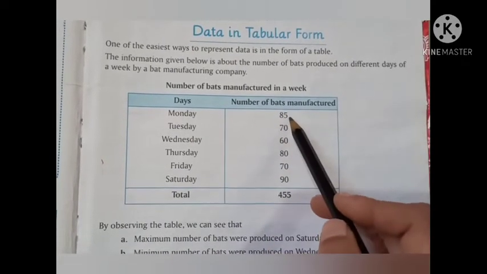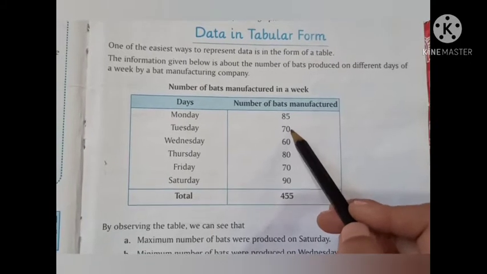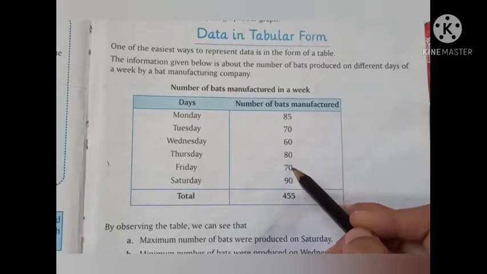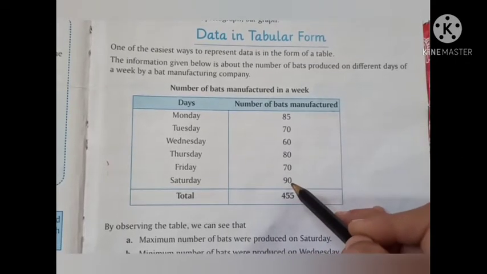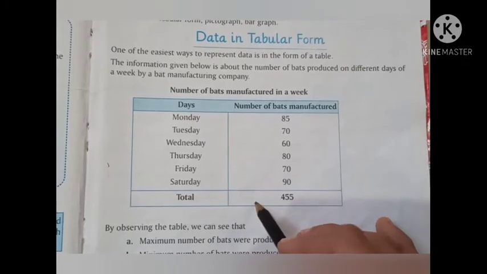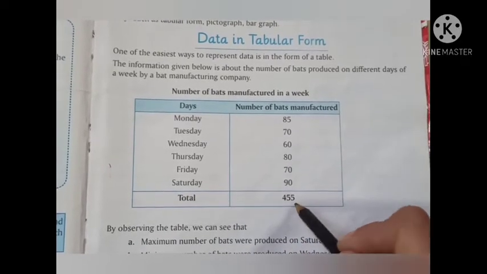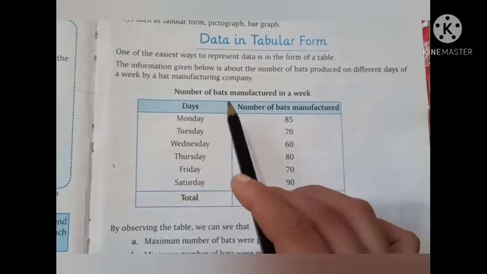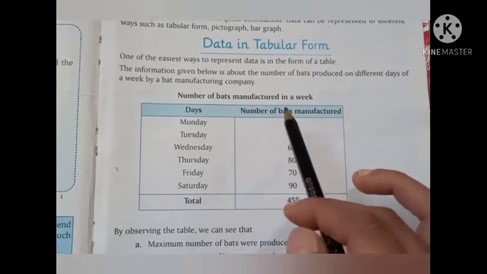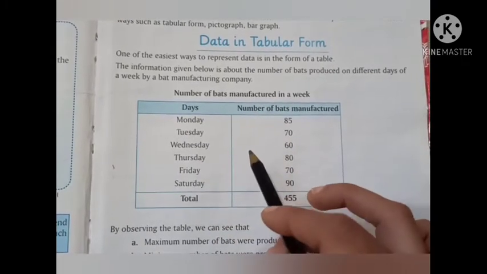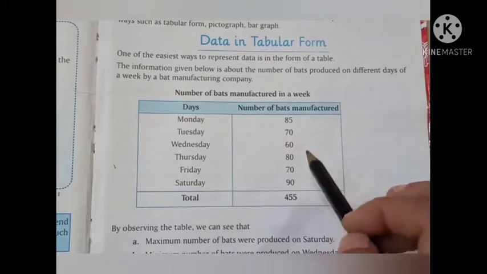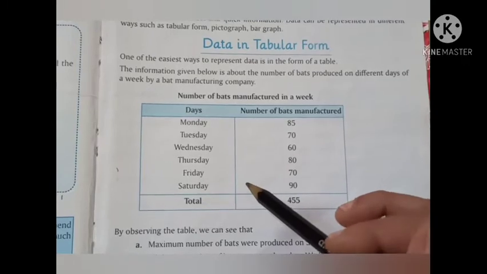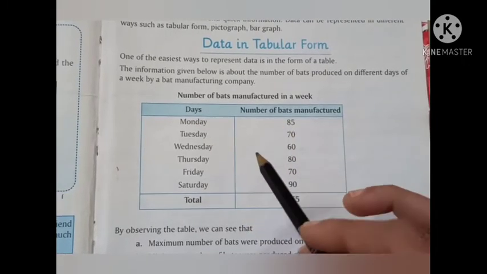On Monday they manufactured 85 bats, Tuesday 70, Wednesday 60, Thursday 80, Friday 70 and Saturday 90. And the total number of bats manufactured in that particular week is 455. So students, such type of information is given. If they give it in written format like a word problem, it becomes difficult for us to understand. But since it is given in a tabular form, it becomes easier and we get to know exactly what is given in the question.